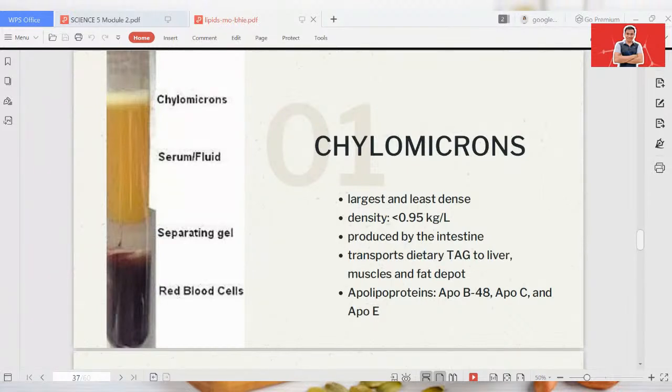As I have said earlier, if you want to have more knowledge regarding detailed lipoprotein metabolism, watch the video. There you will learn why chylomicrons come from the intestine.